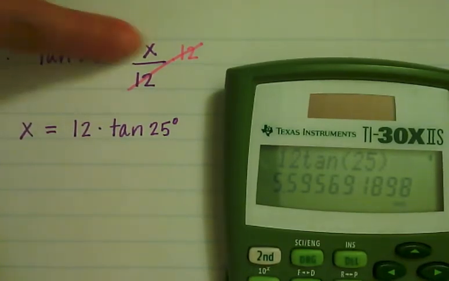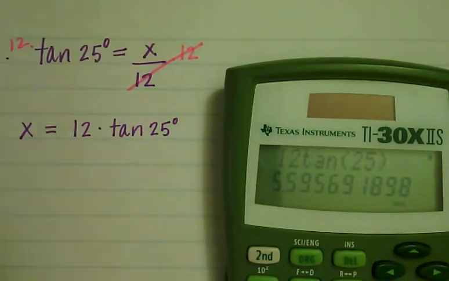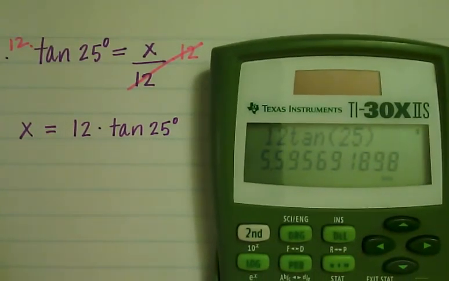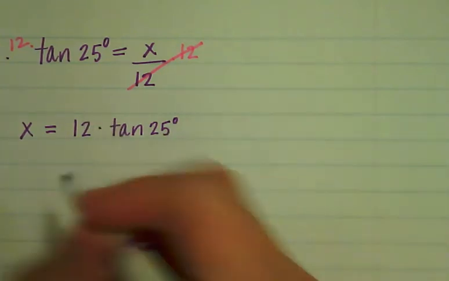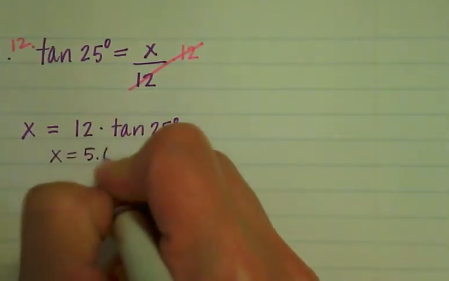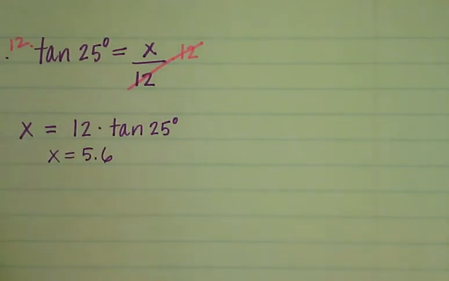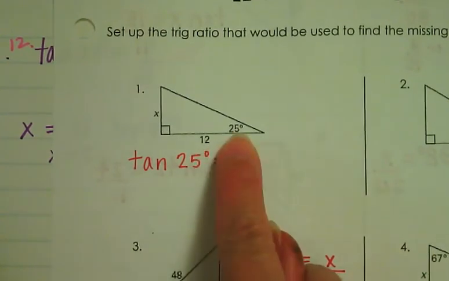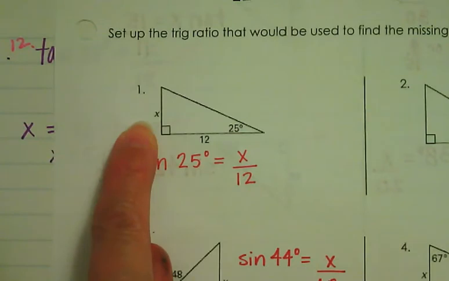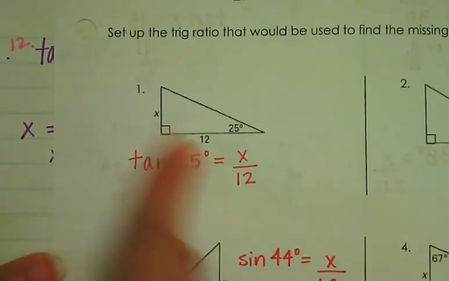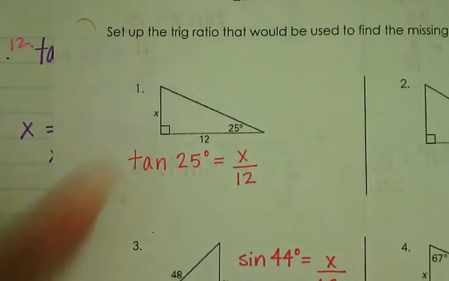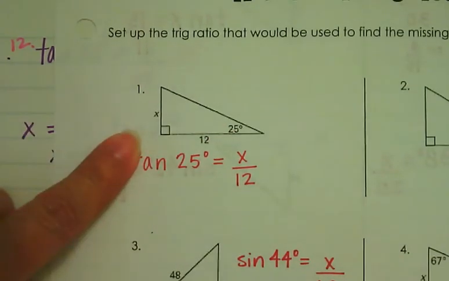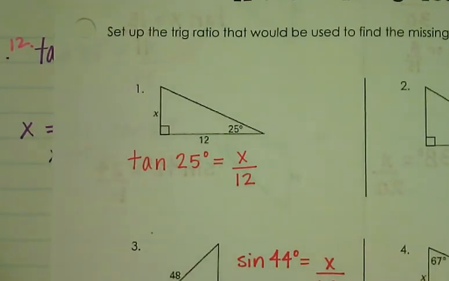Actually, this is the opposite. Since it's tangent, I know the opposite is about 5.6. So x equals 5.6. So on this triangle over here, this was number 1 that we were just doing, this side is 12, that's 25 degrees, and this side right here is 5.6. So now if I wanted to, I could finish solving the triangle by doing Pythagorean theorem to get this side, and then I could subtract from 180 or even just 90 to get that angle measurement right there.